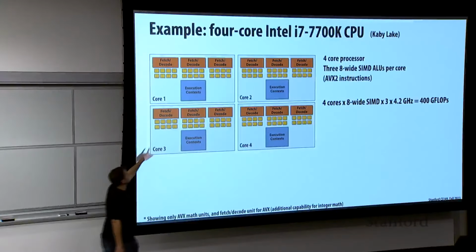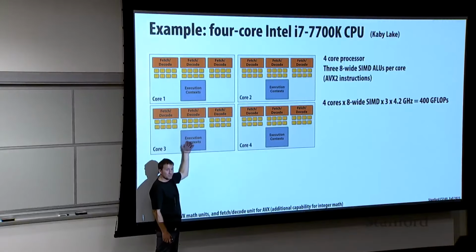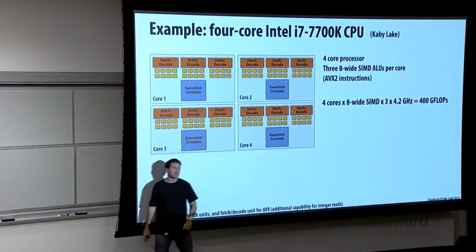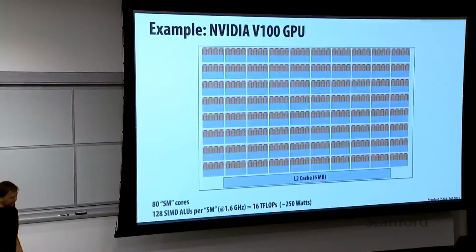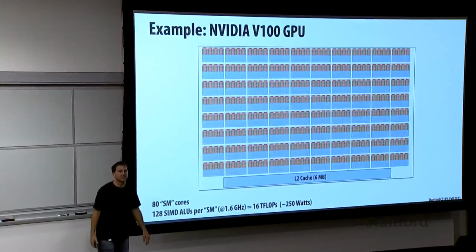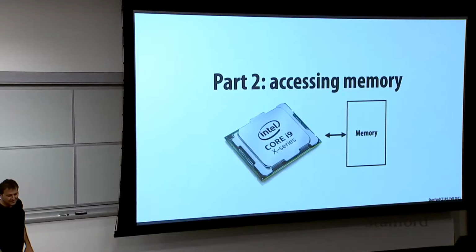So if you count here, there's 24 execution units. Peak performance of this core is 24 operations per clock. Peak performance of this chip is 4 times 24, 96 operations per clock. Okay? Peak performance of this chip is 128 times 80, and I can't do the math, operations per clock. Okay? Yes? 8 wide vector operations.